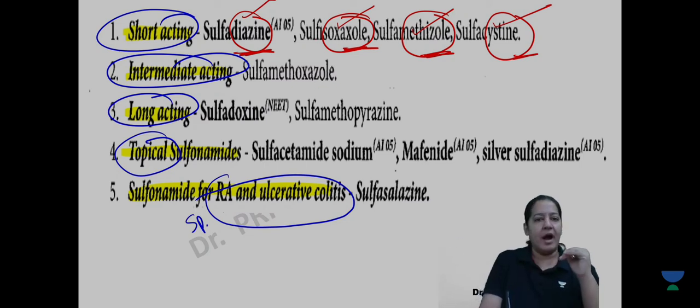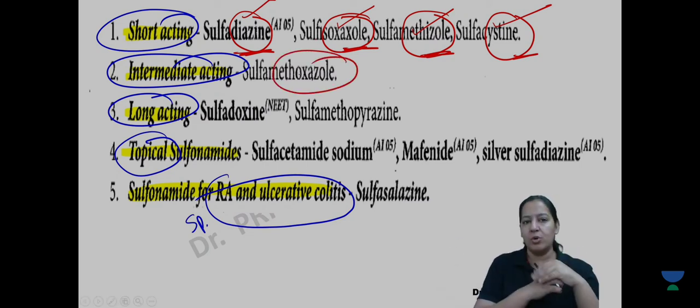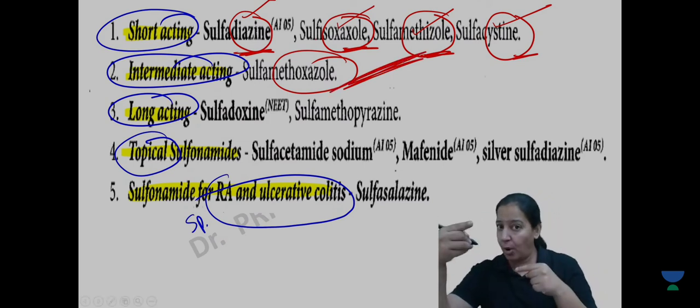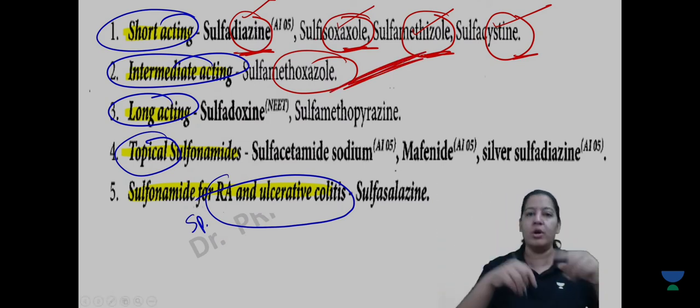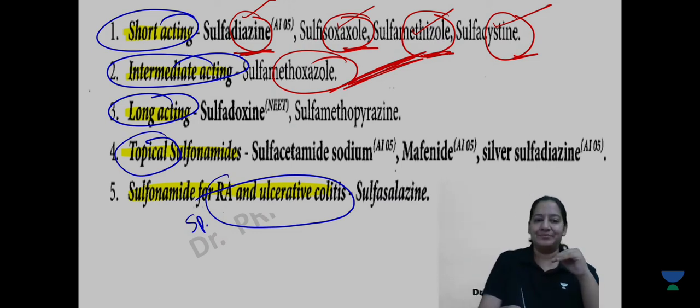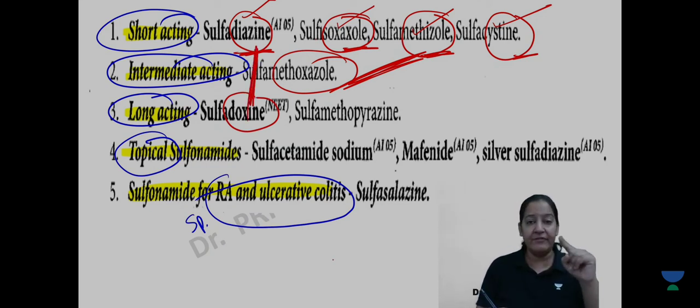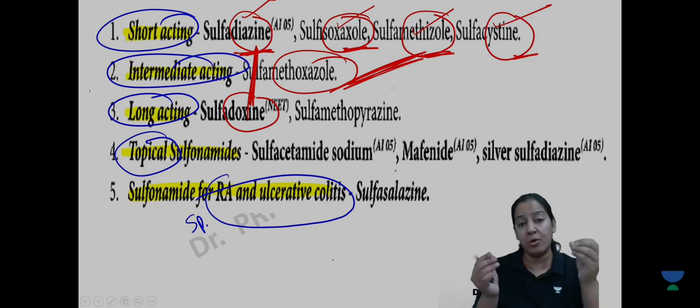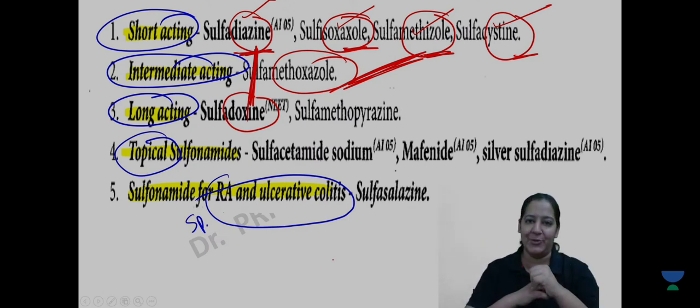Coming on intermediate acting. Again, leave sulfa. Methoxazole. Now compare this methizole and methoxazole. Don't get confused. Methizole is short and methoxazole is intermediate. Give me a thumbs up. Coming on the long acting. Sulfadoxine. Now compare this diazine and doxine. Don't get confused. Diazine is short and doxine is long. Who will tell you this so openly and so well? Who will tell you? Right?